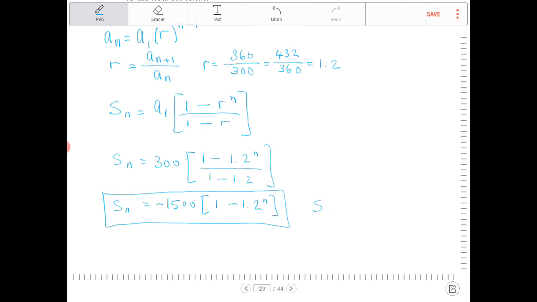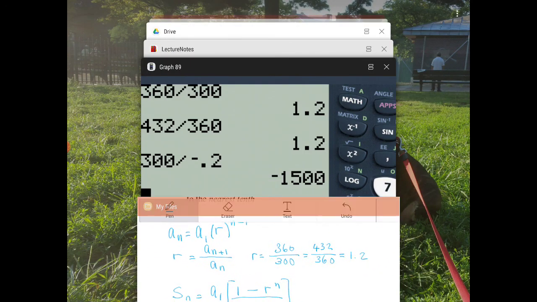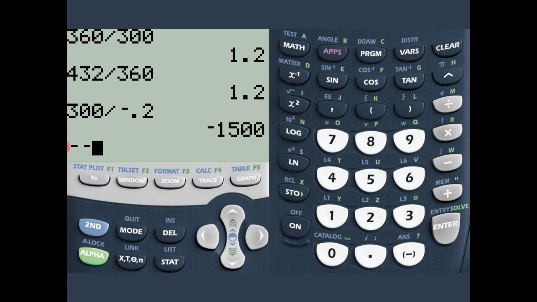Now the second half is asking for what is the sum of the first 10 terms. So I'm going to take that equation that I have and I'm going to solve it for 10. So this is negative 1500 times 1 minus 1.2 to the 10. Let's enter that into the calculator. So I take negative 1500 times 1 minus 1.2 to the power of 10.